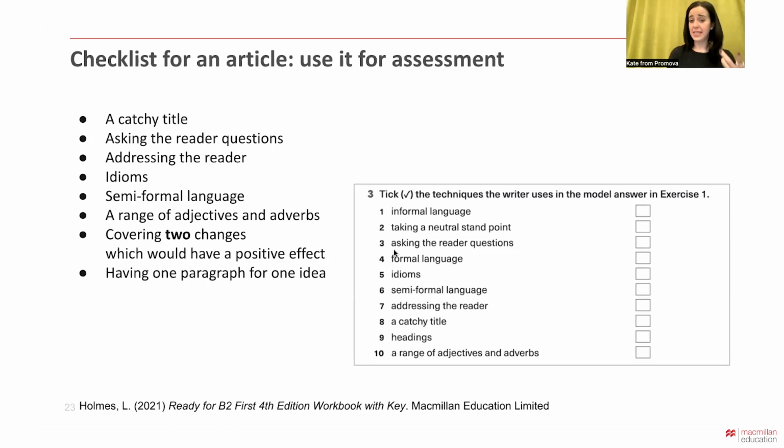The task says tick the techniques that the writer uses in the example. I would also ask the students to look at this example, underline the techniques, and probably write the number of the corresponding technique next to the examples underlined.